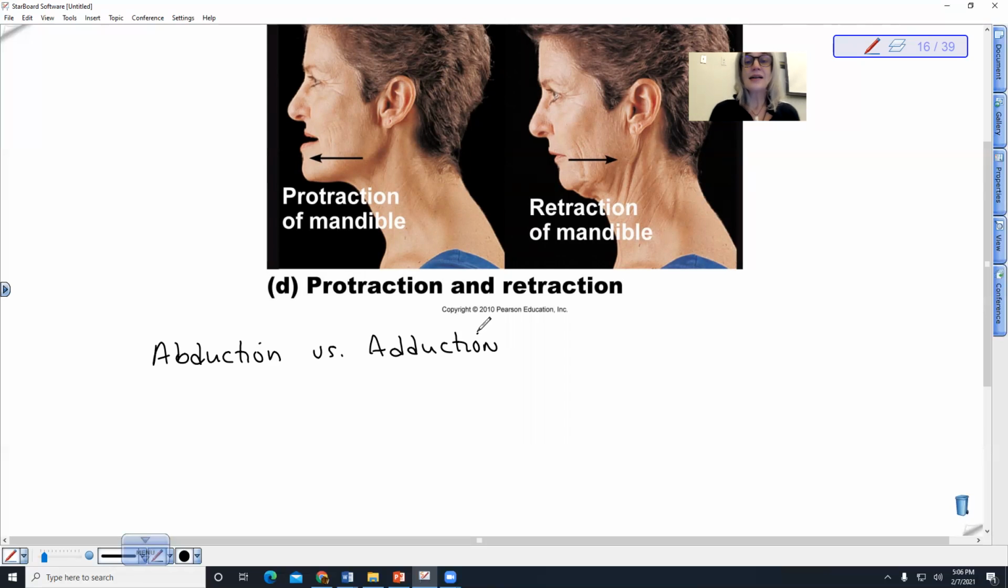And then adduction is when you bring things in. So if I squeeze my thighs together, I'm adducting my thighs at the hip joints. I'm squeezing them in, right? So add means to bring together. Abduct means to take apart.